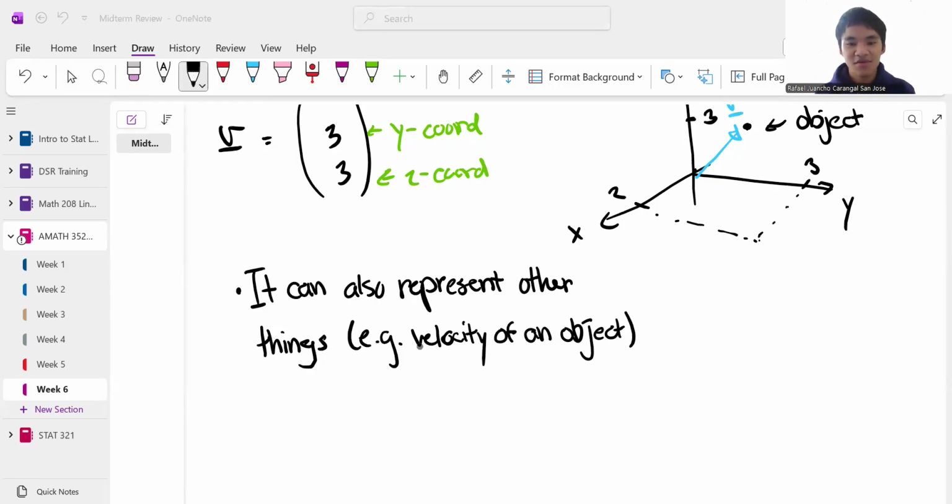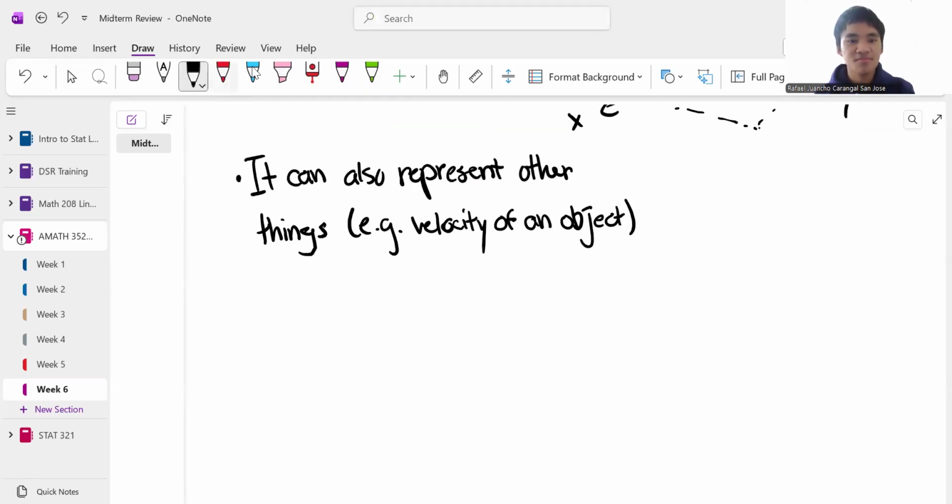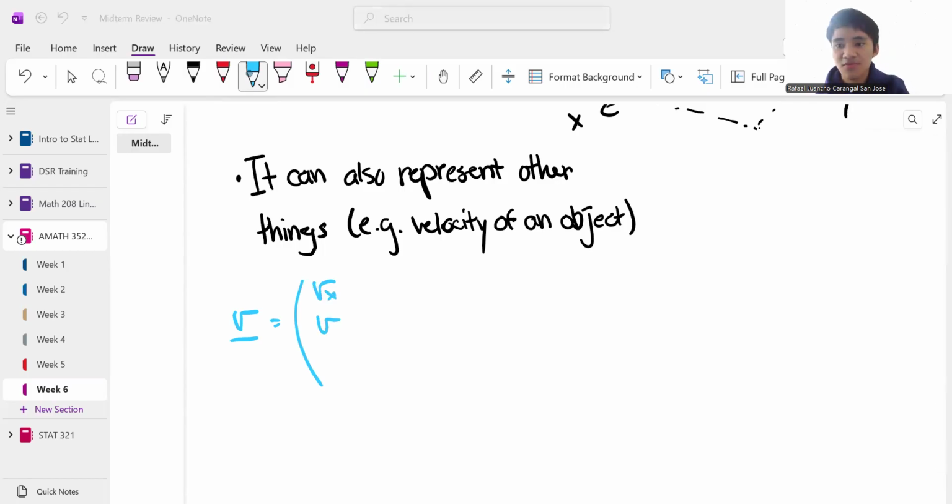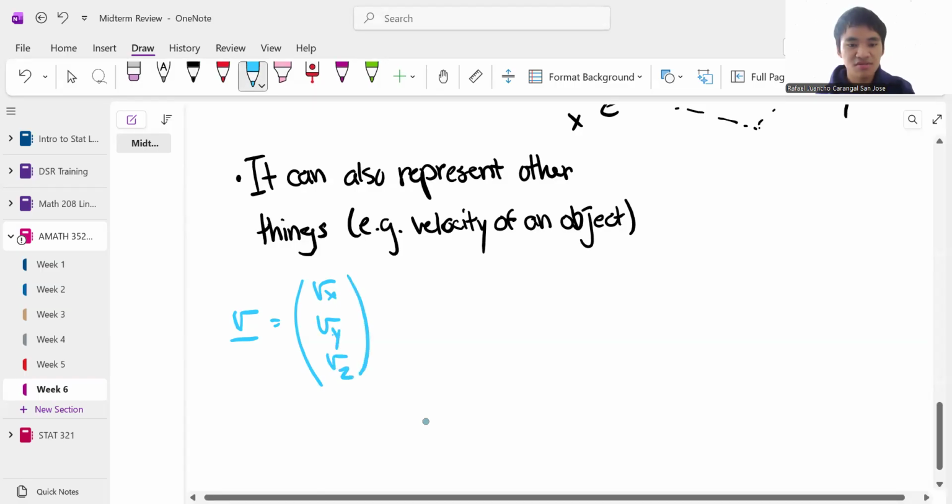So for instance, maybe a way to represent velocity is, say we have this vector here. And okay, here we're going to make it general. V sub x. Sub x means x coordinate. We're not going to put a number in there. We're just going to say they are arbitrary numbers. Uh-oh, what's happening? I opened an app now. I'm lagging. V sub y, V sub z.